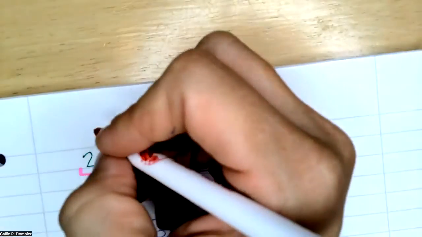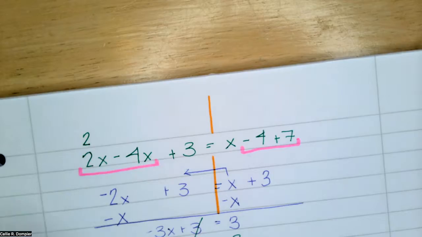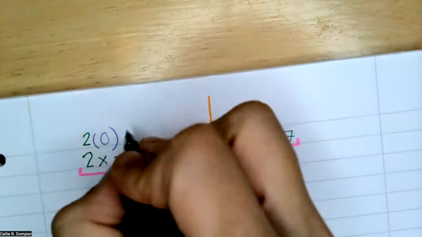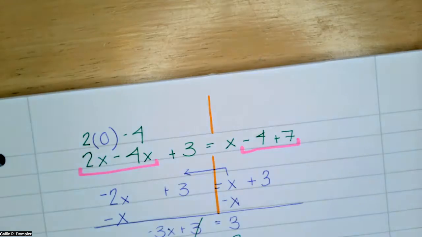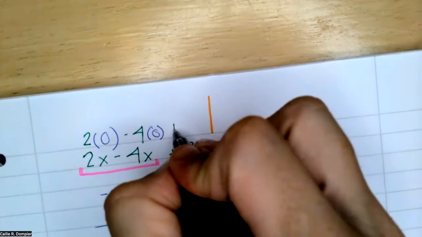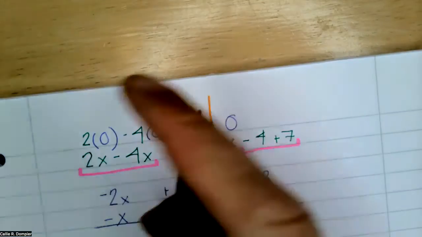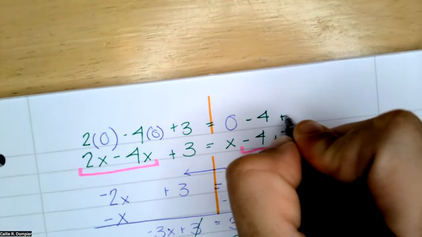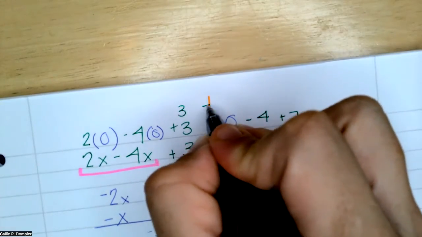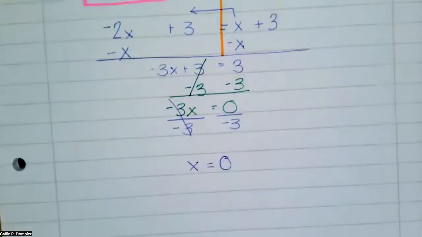You can go back and check. So we can write 2 times x, which is now 0, minus 4 times 0 plus 3 equals 0 minus 4 plus 7. Good, so now I'm just checking my answer. So I'm left with 3 on this side is equal to negative 4 plus 7 is also 3. Good, so that works out.